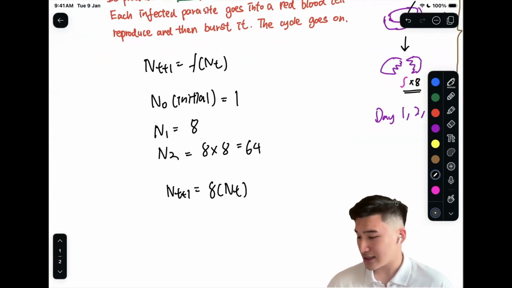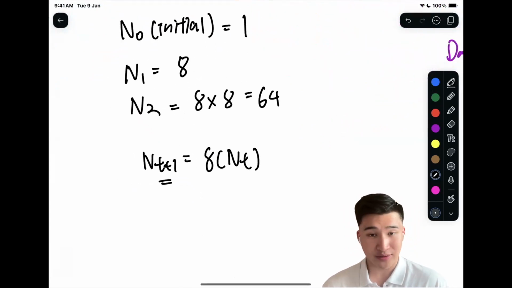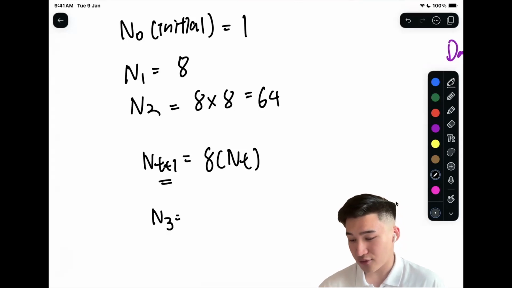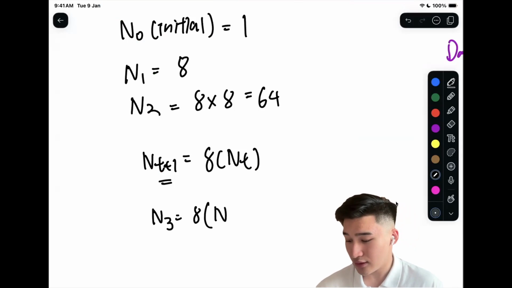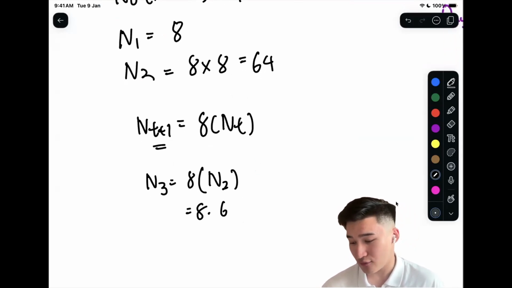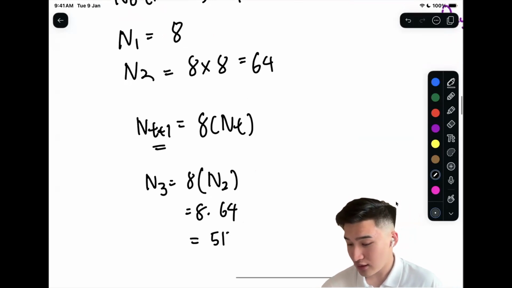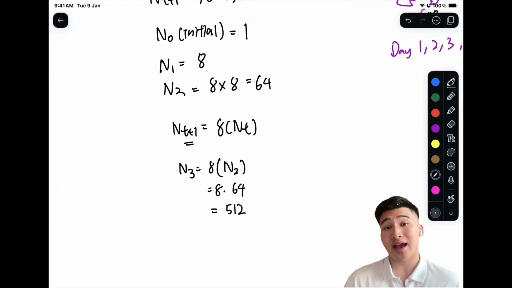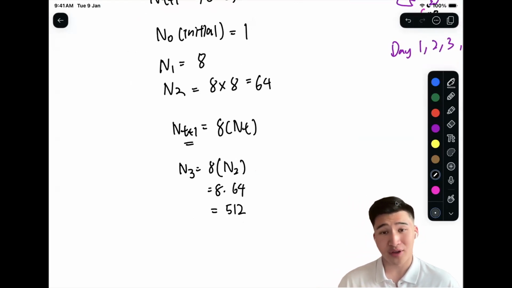So let's think about what happens on day 3. We can use this formula to find day 3. What do we have on day 3? N_3 is therefore 8 times N_2, and N_2, which is at day 2, is 64. So 8 times 64 is 512. Therefore, by the third day, we have 512 parasites within our system.